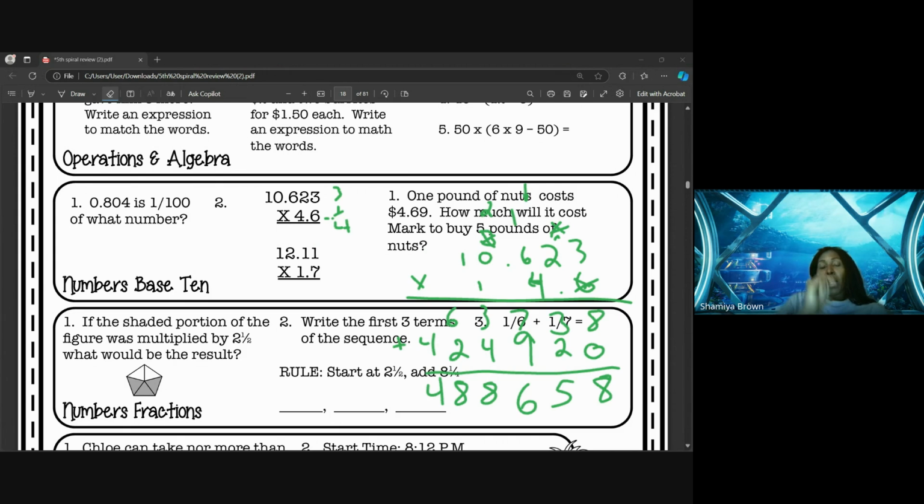So now I'll go back and insert my decimal. Remember, I have to have 4 digits after my decimal. So if I start right here at the end, go this way: 1, 2, 3, 4. If my decimal goes here, I have 1, 2, 3, 4 places after it. So that would be my answer.